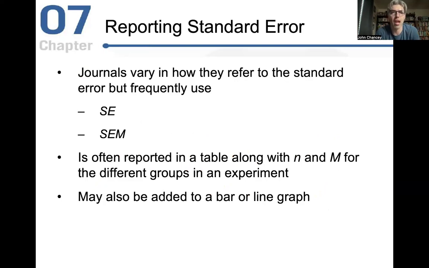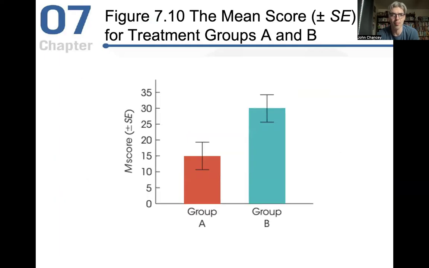Journals will report standard error. Usually, you might see it referred to as standard error or standard error of the mean. It's usually reported along with your sample size, n, and may also be included in some kind of bar graph or line graph. You might see examples of that.